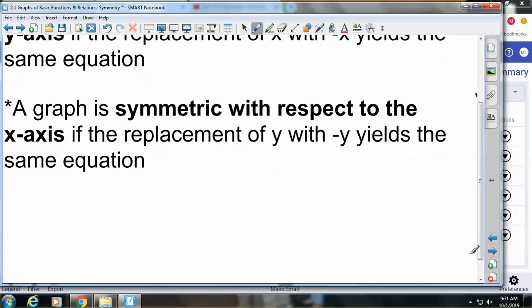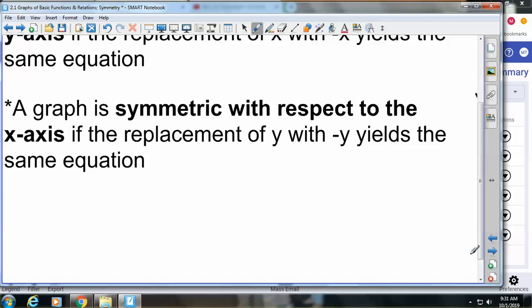A graph is symmetric to the x-axis if you plug in a negative y and you get the same thing back. We've done one that would be symmetric to the x, when if I fold it on the x-axis, it would overlap. The one we just did, x equals y squared, is symmetric to the x. You notice that one wasn't a function, and that will always be true of symmetric to the x. They're not a function, they would fail the vertical line test. So we just plug in a negative y to check that one.